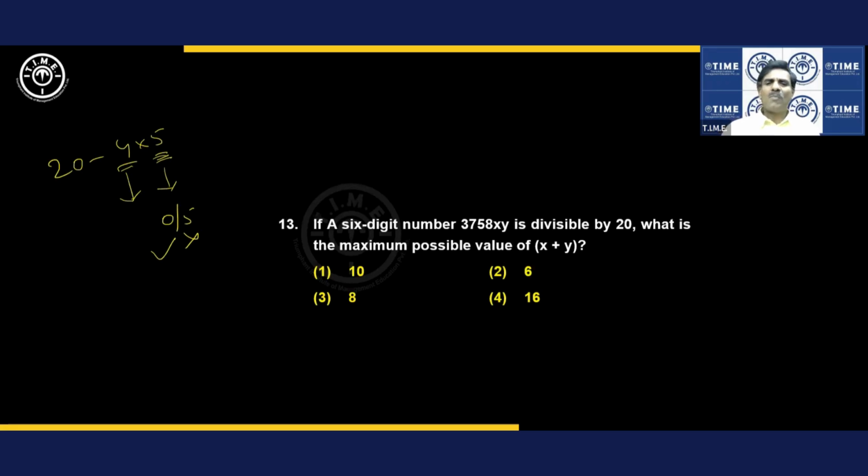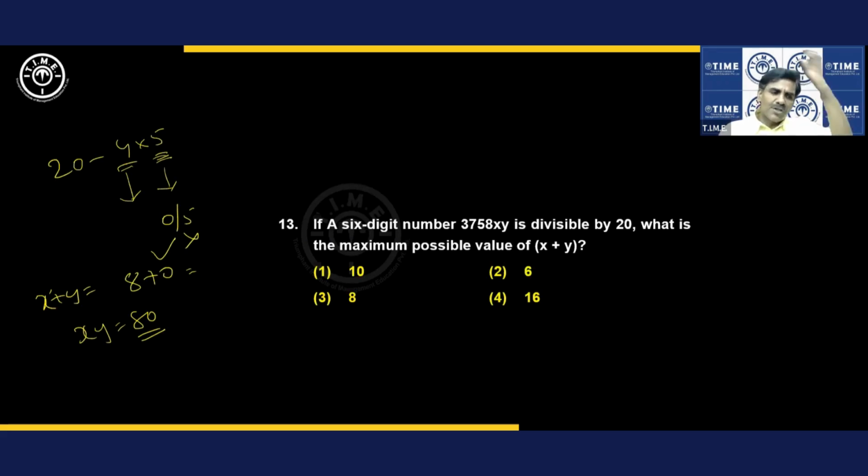And to have the maximum possible value for X plus Y, give the maximum possible value for X such that it is still divisible by 4. So if X is taken as 8, 8 plus 0, it will be 8. It will become divisible by 20. When we consider the last two digits as XY, that means 8, 0, 80. It becomes divisible by 20. And the value for X plus Y will become 8 plus 0, 8.